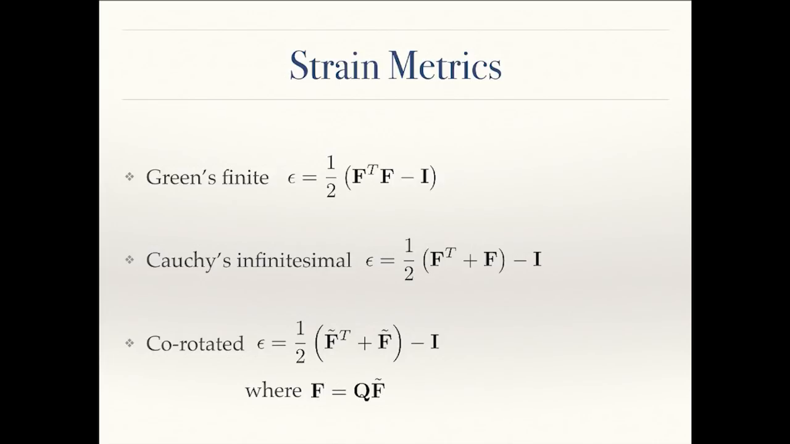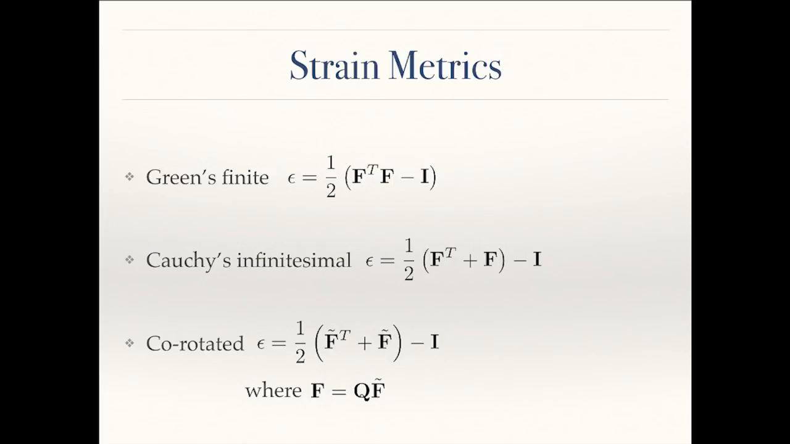The disadvantage of Green strain is that it's nonlinear, right? We have this F transpose F showing up, and that just makes things a little bit more complicated. It makes it so that we can't pre-compute as much stuff, which makes things less efficient. It also, because it's nonlinear, things tend to grow faster and get unstable easier, and so it can be a little problematic. The second strain metric is Cauchy's infinitesimal strain metric.